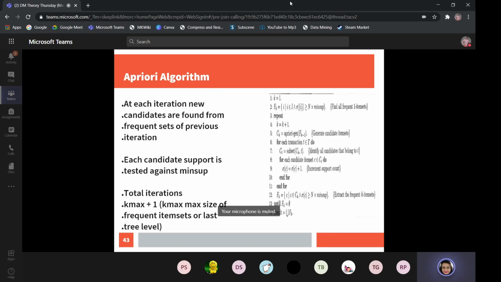At each iteration, you find new candidates, determine frequent sets from the previous iteration, and test them against minimum support. The total number of iterations will be k max, that is the maximum length to which you can form the item set, plus 1 because you have already covered one level over here. So k max is the maximum size or the last tree level.